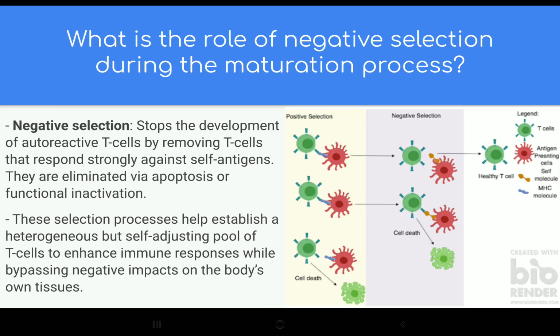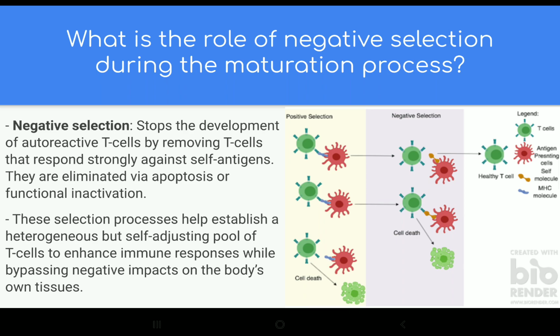What is the role of negative selection during the maturation process? Negative selection also stops the development of autoreactive T cells by removing T cells that respond strongly against self-antigens. These processes of selection play a pivotal role in molding a heterogeneous but self-adjusting pool of T cells, thereby enhancing the immune system's capacity to react to infections while bypassing negative impacts on the body's own tissues.